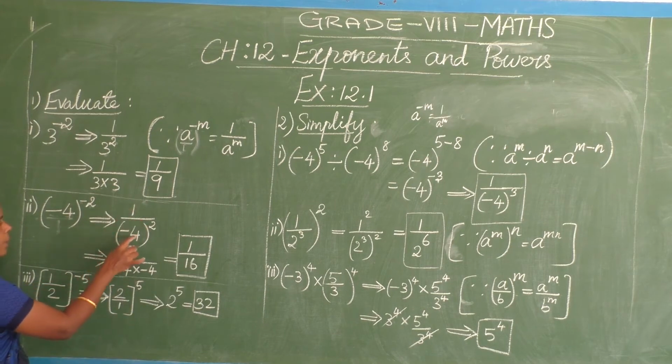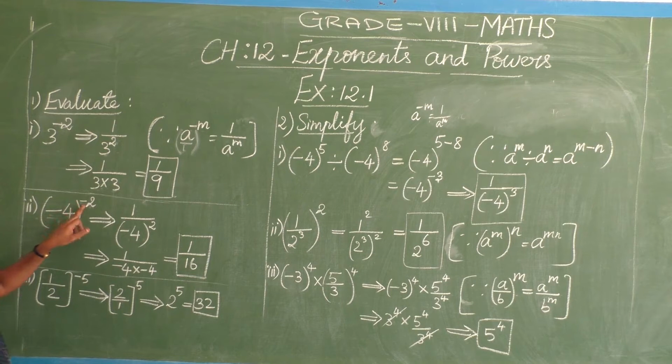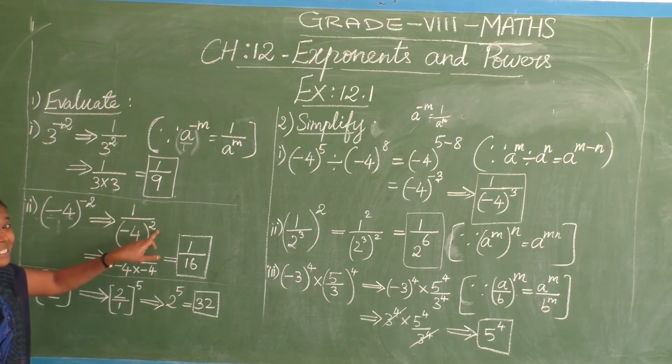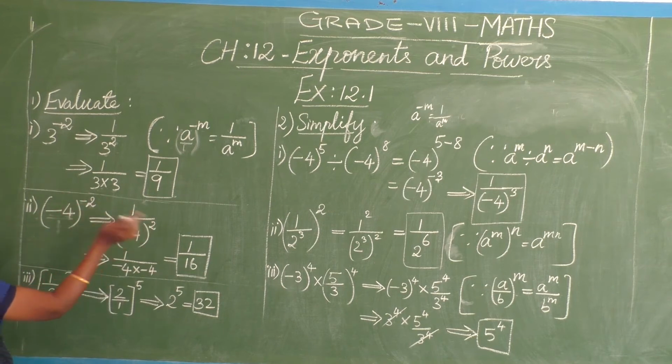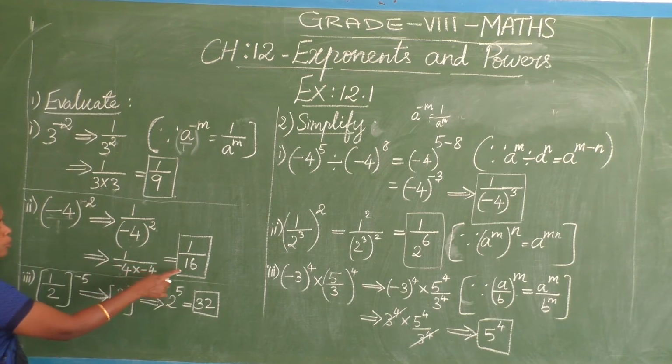So 1 by minus 4 the whole square, using the same law. A power minus m is equal to 1 by a power plus m. So minus became plus. Now what is this meaning? Minus 4 the whole square. So minus 4 into minus 4 in the denominator. Clear? Minus into minus plus, you know well. 4 fours are 16. So 1 by 16 is the answer for this question. So in this way you have to solve every question.